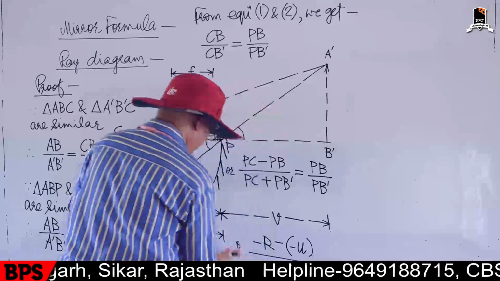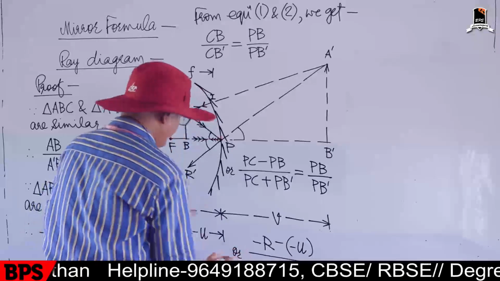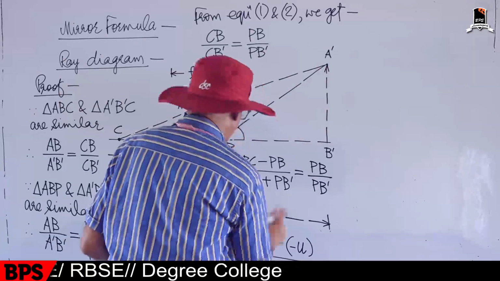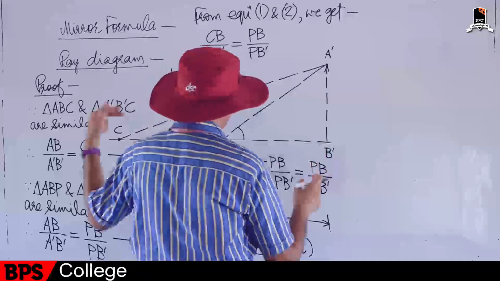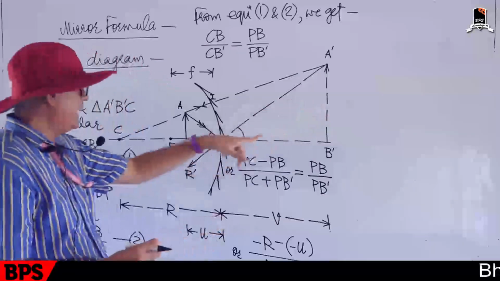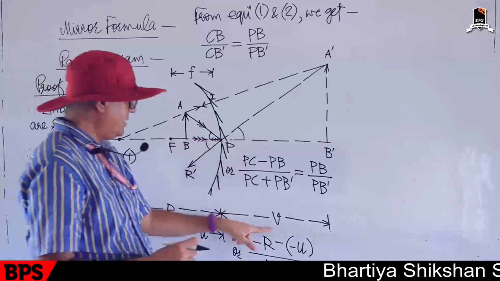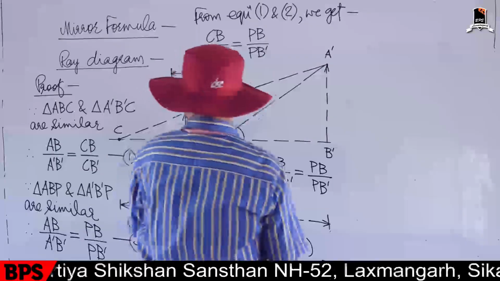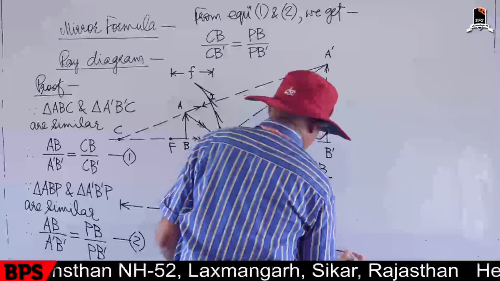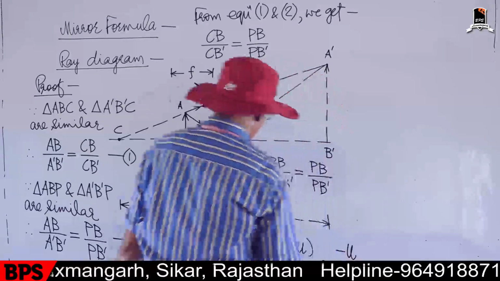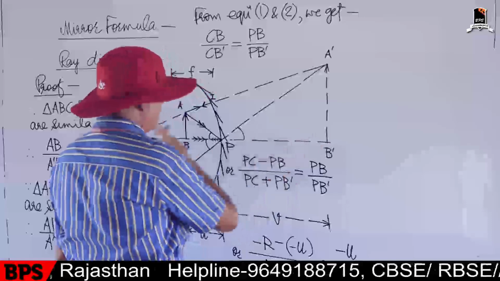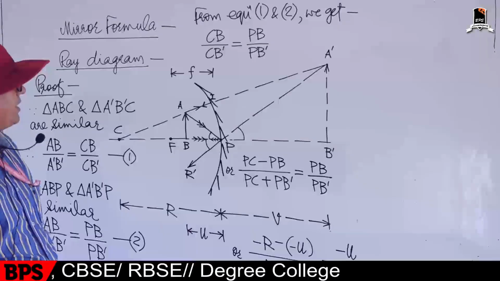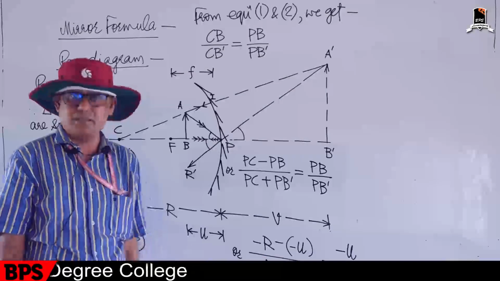divided by what? PC again, so it is minus R plus PB dash. PB dash is going towards the light propagation direction, so it is positive, and this is V. So it is positive V equal to PB. PB is U and going opposite to the light propagation, therefore minus U, and PB dash going towards the light propagation direction, therefore positive V. So this equation turned into the standard lengths like this.